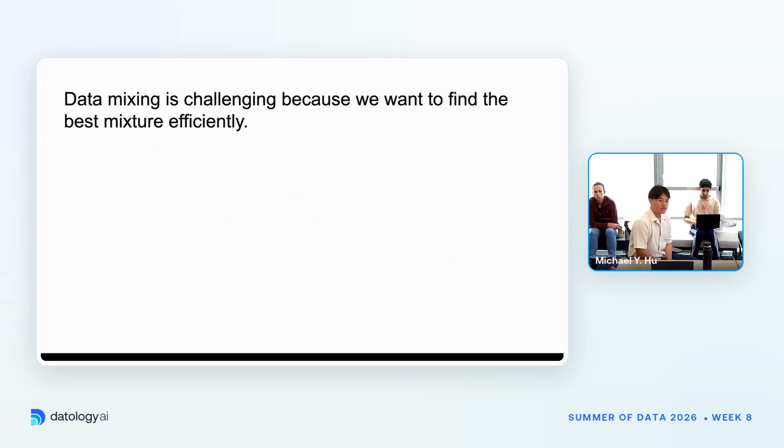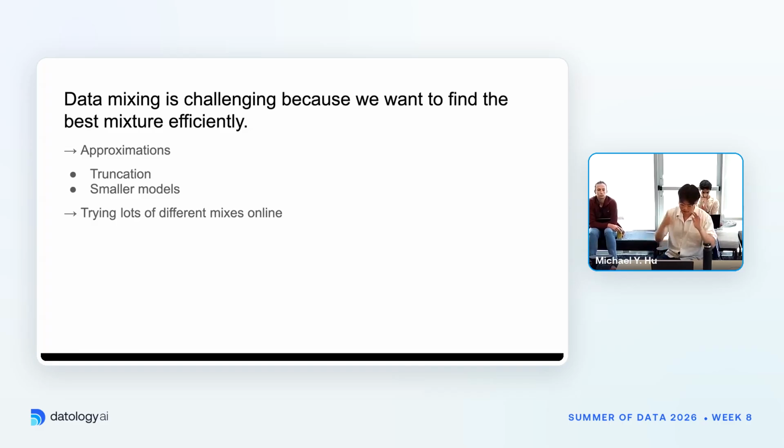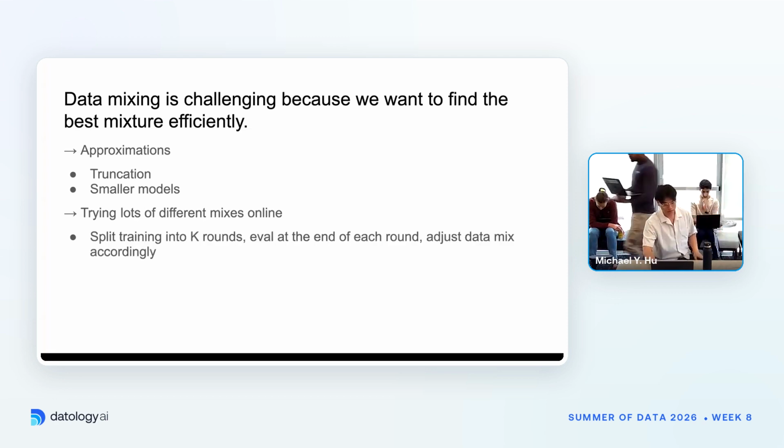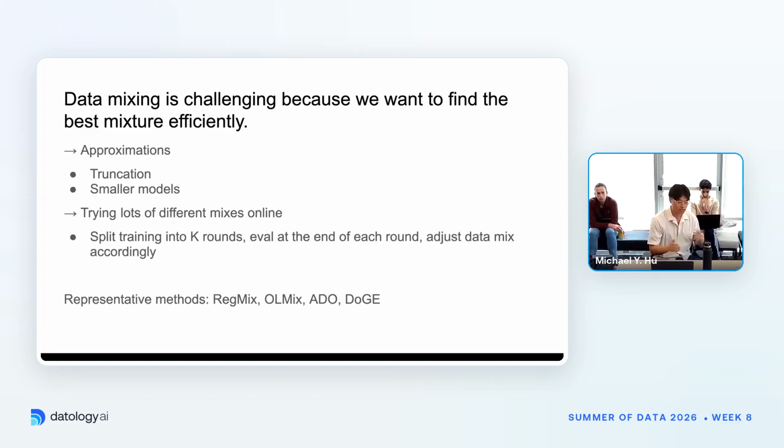Cool. Data mixing is challenging because we want to find the best mixture efficiently. We could just try a gajillion data mixes and then pick the best one and declare victory, but that would not be the best use. So the first thing that people have tried are approximations. In particular, you don't want to train for all of the compute that you want to use, so you may just train part of it, or use smaller models. Another idea is to try lots of different mixes online. You try a data mixture and say, okay, this one's scaling well, and you lean into that. Some representative methods for approximations are RegMix or WholeMix, and for trying lots of mixes repeatedly, you can take a look at ADO or Doge.